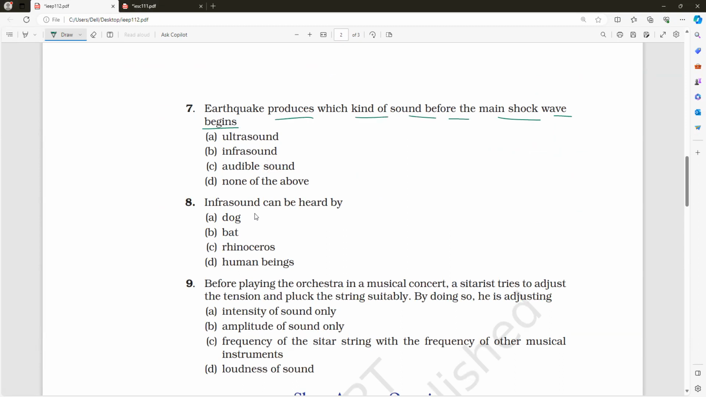I already taught you this also. Infrasound. Only animals like elephants and dogs can listen to it, which we cannot hear. Yes, infrasonic sound, so we cannot hear it. Only certain animals like elephants can hear these sounds. That's why they will show some reaction before us. Is it right or wrong? Yes, sir.